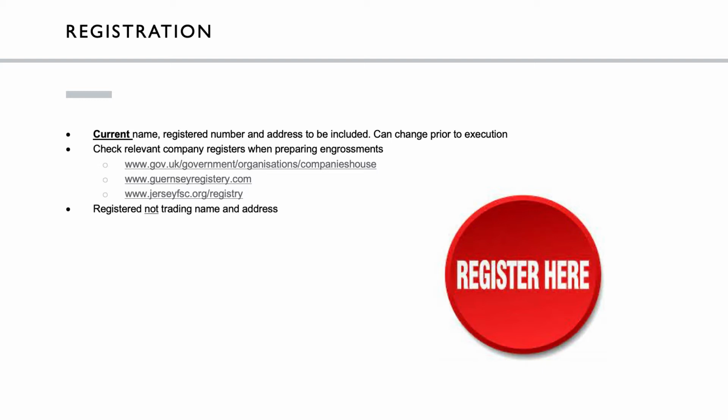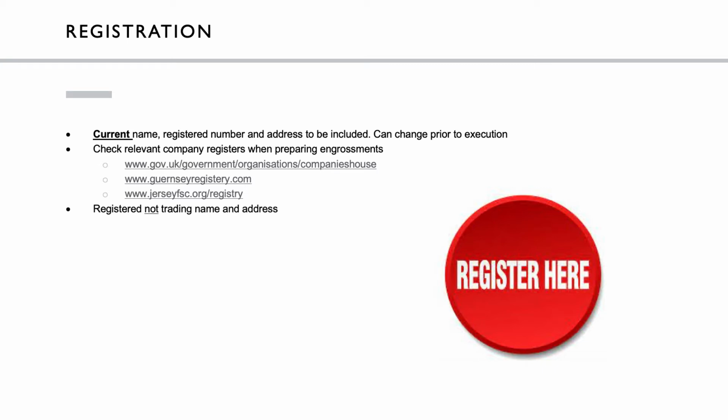We've seen many occasions where everyone may be clear as to the identity and the relevant details of the parties, but unbeknownst to the lawyers or the technical advisors preparing the contract, they've gone and changed their name or their registered address during the course of preparing the contract and not told anyone. So it's important to check those details prior to preparing the engrossments to make sure that they are all up to date.